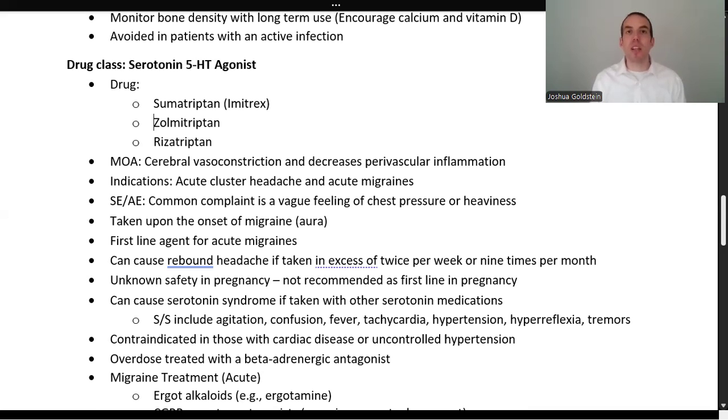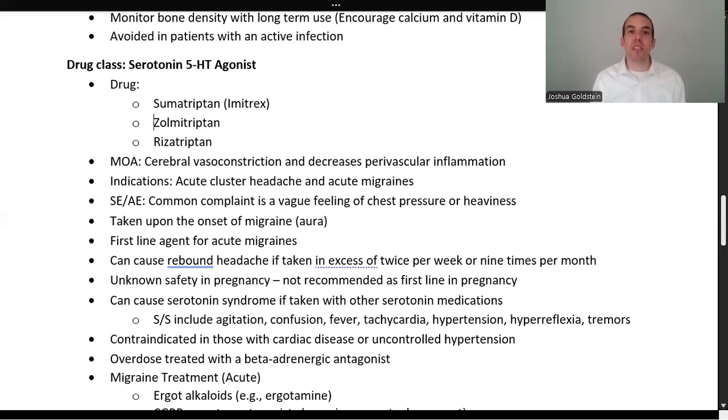The first-line drug class for a patient having an acute migraine is a serotonin 5-HT agonist. The classic drug here is sumatriptan, brand name Imitrex, and there are a few other ones, zolmitriptan and rizatriptan. These are all triptan medications. These are all the serotonin 5-HT agonists. The way these medications work is they cause cerebral vasoconstriction, and they decrease perivascular inflammation. I'm not going to get too deep into that. If you know that much, you're good on what the mechanism of action is at the RN level.